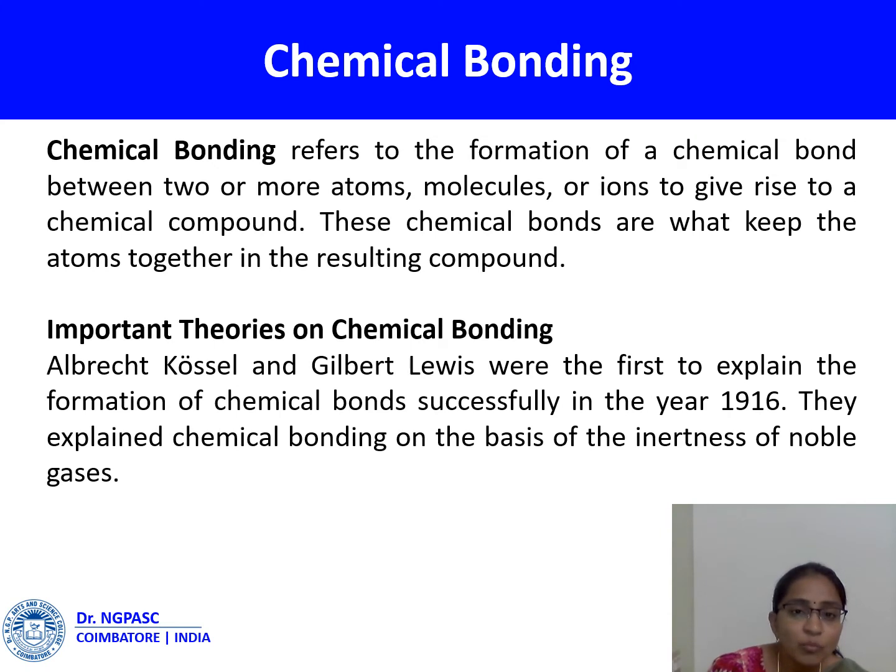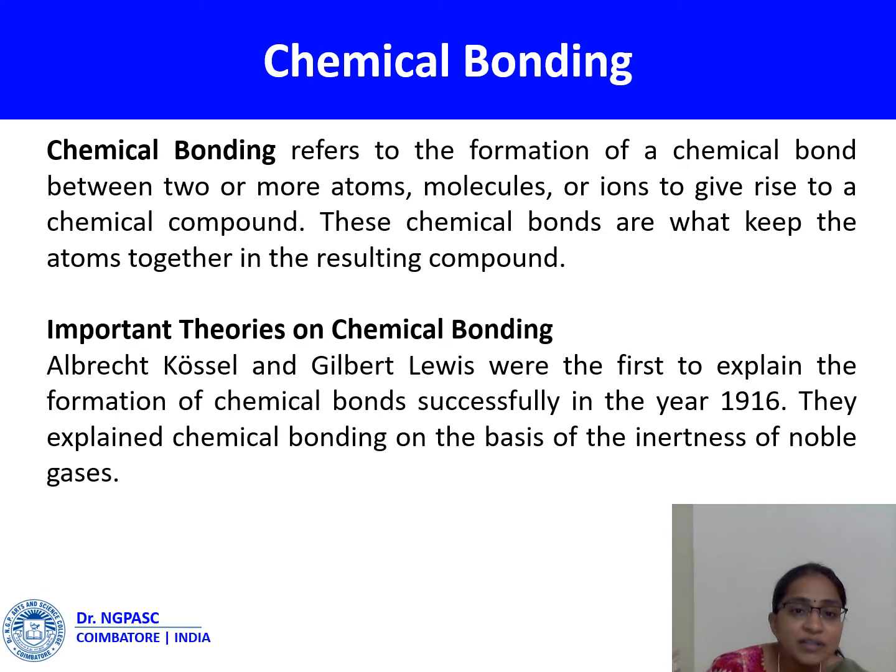What is chemical bonding? It means the formation of a chemical bond between two or more atoms, molecules, or ions to give rise to a chemical compound. These bonds keep atoms together in the resulting compound.